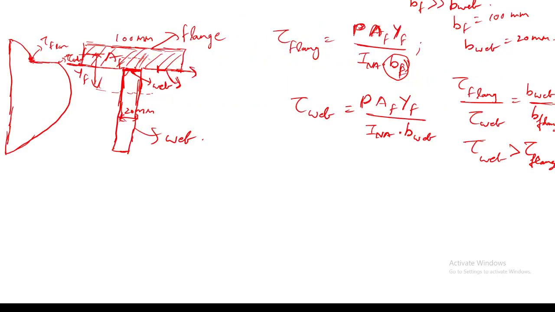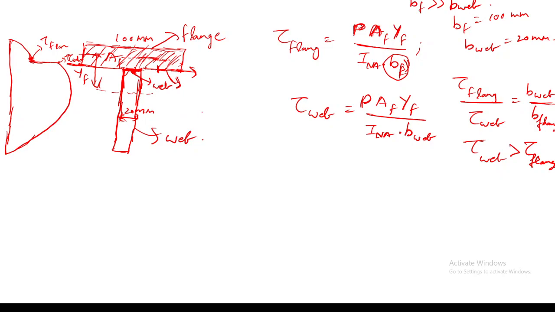And YF is different in both cases? No, YF is the same in both cases. So that is why we have cancelled everything and we are getting this formula, B web divided by B flange. Because here we are considering this fiber, the junction fiber, but it is lying in the web portion. So if you are taking AF, it is the area of the edge portion which is above the web, and YF will also not change because that is the centroid of this hatched portion from the neutral axis. Understood? Yes, sir. Okay.